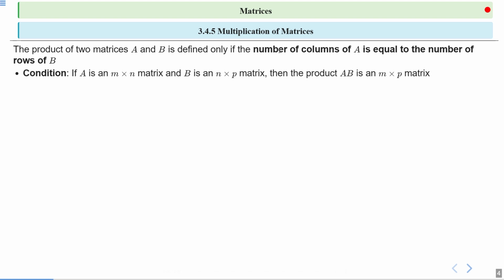Now let's delve into the condition for matrix multiplication. If matrix A is an m by n matrix and matrix B is an n by p matrix, then the product AB will result in an m by p matrix. This means that the resulting matrix will have the same number of rows as A and the same number of columns as B.